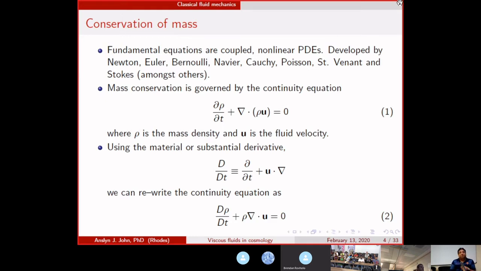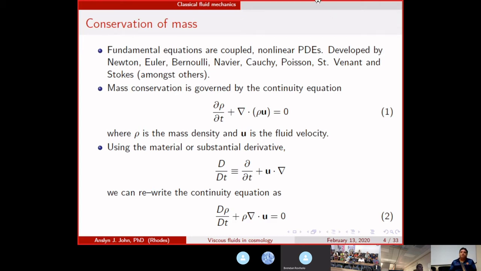Now, the continuity equation can be rewritten if, instead of using partial derivatives, one uses what's known as the material or the substantial derivative, also known as the Stokes derivative. It has a large number of names, but the idea is that this is a derivative that follows a fluid element along a flow line. And so using this material derivative, the continuity equation can be written in the form of equation two. And that immediately tells us that if the fluid has a constant density or is incompressible, then that is equivalent to requiring that the divergence of its velocity vanishes. That's where that often stated incompressibility condition comes from. And it's much more transparent when looking at equation two. Okay, so that's the conservation of mass.